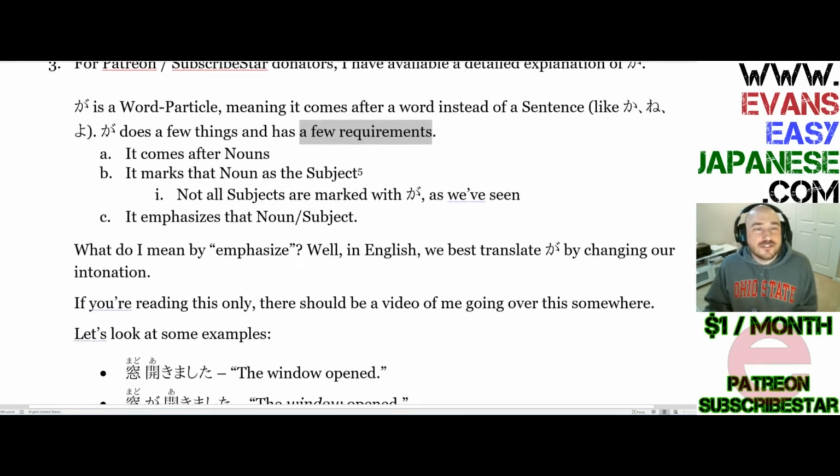All right, so ga does a few things, but it has a few requirements. It comes after nouns. Very, very infrequently does this version of ga come after a verb. I would imagine that it actually never happens. It marks the noun that comes before the ga particle as a subject.